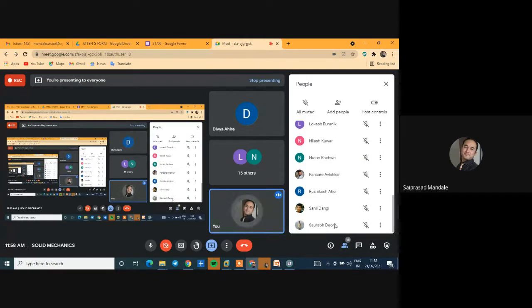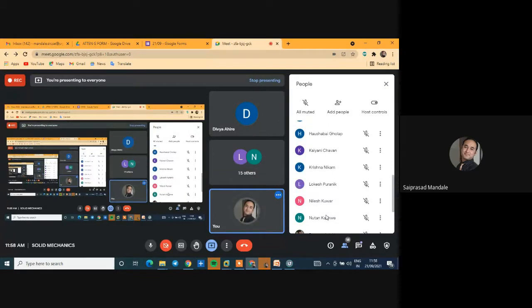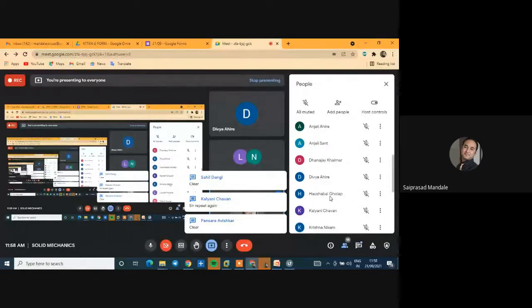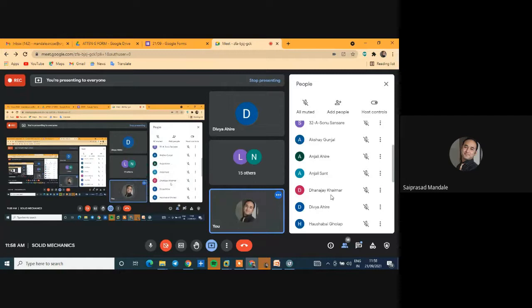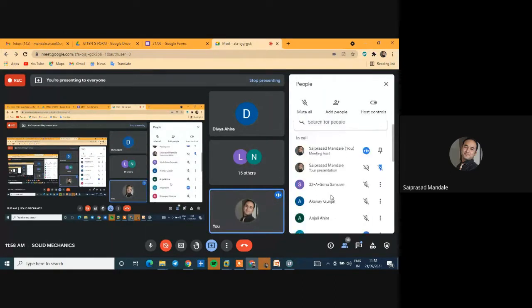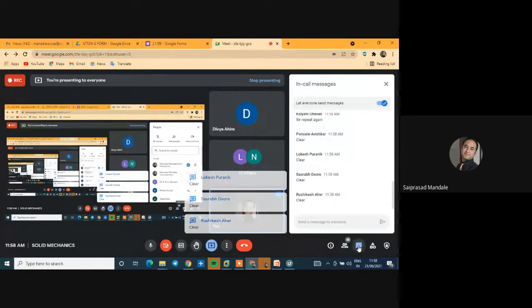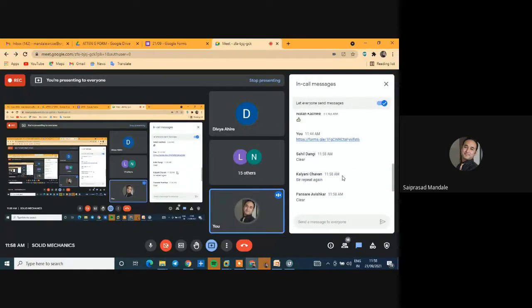Saurabh, Sahil, Rushikesh, Pansare, Nutan, Nilesh, Lokesh, Krishna, Kalyani, Golab, Divya, Dhananjay, Anjali Santa, Anjali Ahir, Akshay, Tonu. Sheetal Jagtap is not there. Okay, so most of the students are saying clear, Kalyani Chavani is saying repeat.